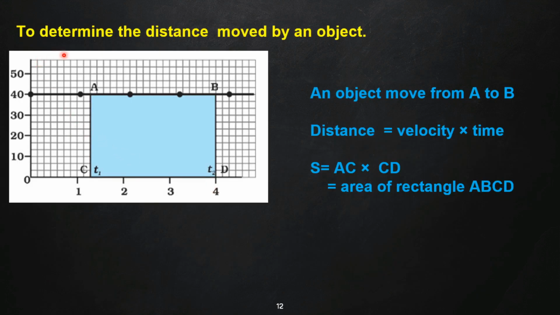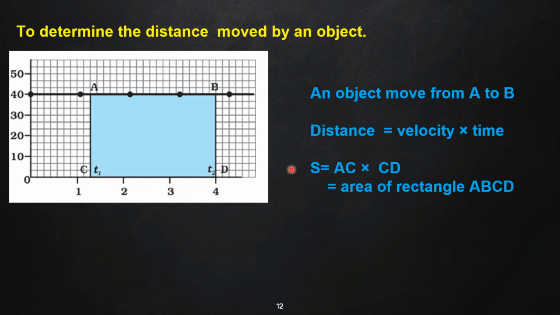Now, how do we determine the distance moved by an object? The graph is which one? It is the velocity time graph. For this, consider an object moving from A to B. So, to find the distance, we have the formula speed into time. In place of speed, we can take velocity. So, distance is equal to velocity into time. Velocity will be denoted by this height AC and the time will be denoted by this difference CD.